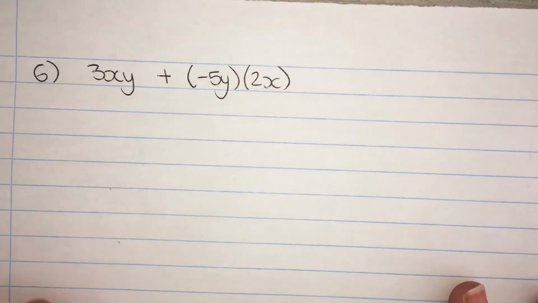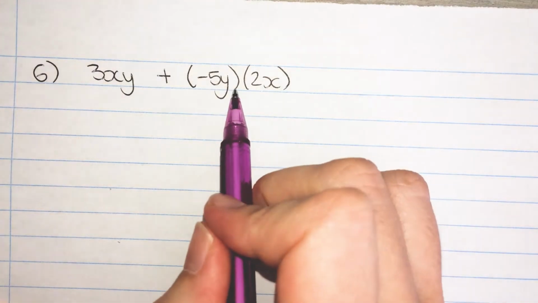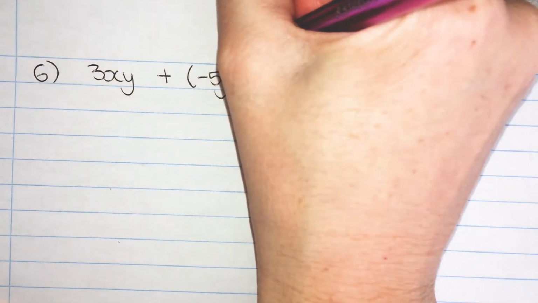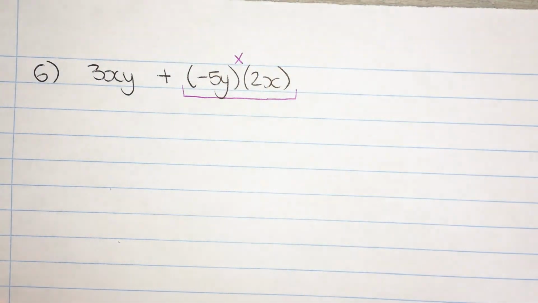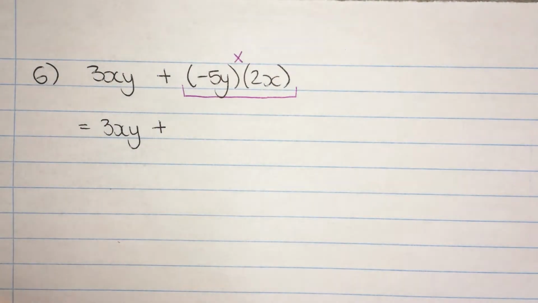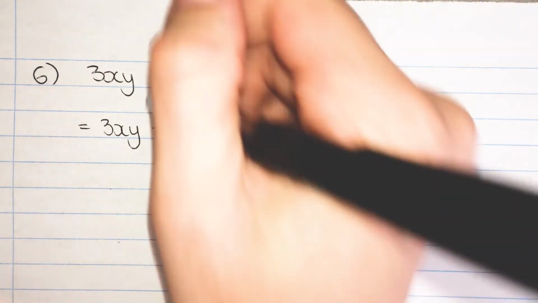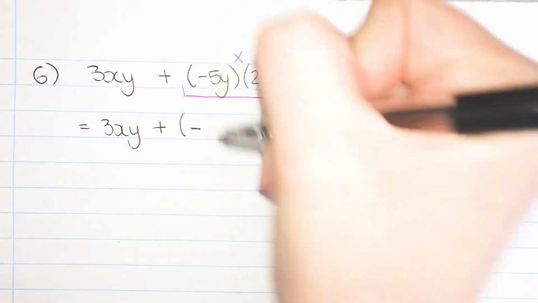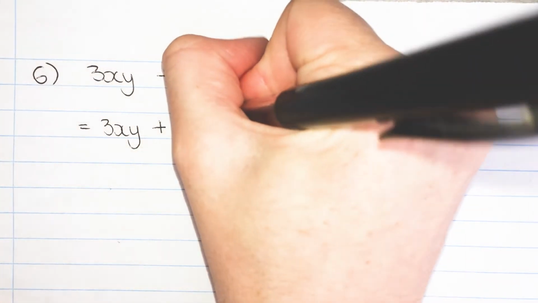Example number 6. We now have 3xy plus negative 5y times 2x. So how I knew this was a times, if you see two brackets next to each other, there is a magical times in between. So first we're going to work with multiply. So we have 3xy plus. Like I said earlier, if you see brackets, keep them in brackets. So negative times a positive is a negative. 5 times 2 is 10.